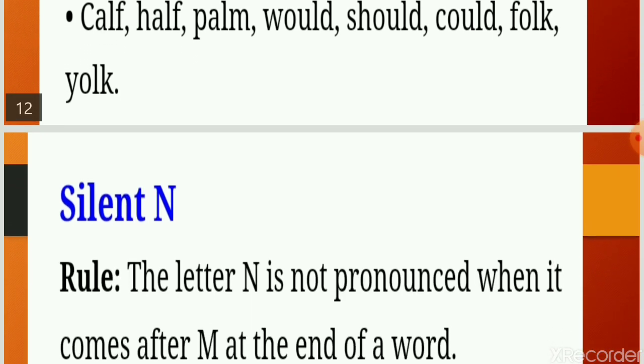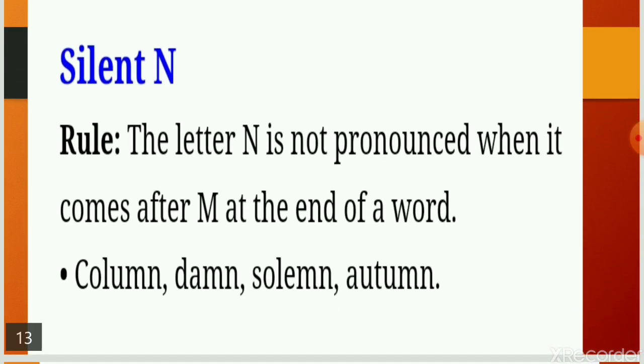Now we're going to move to the silent N. The letter N is not pronounced when it comes after M at the end of a word. So that means N is not going to be pronounced. N should be mute. N should be silent. When the last letters of a word are the combination MN, the N letter will be silent.